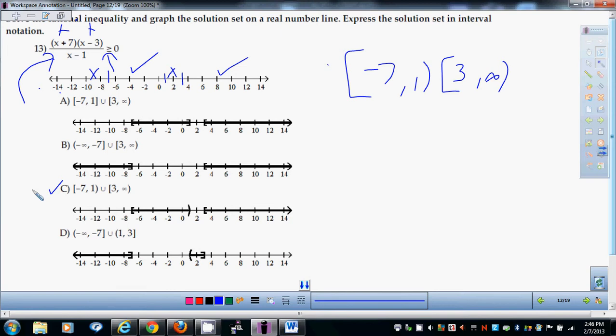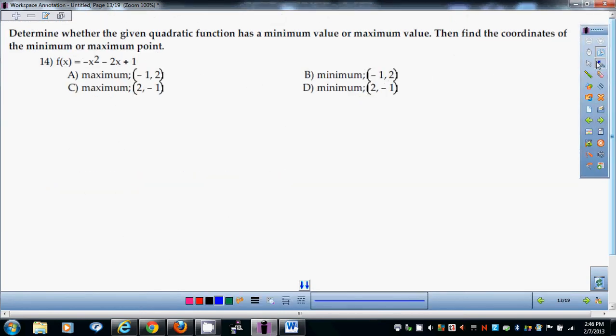Okay, number 14. Determine whether the given quadratic function has a minimum or maximum value. Well, obviously, we need to find out the vertex. But the vertex is irrelevant until I know what the end behavior is. This is a negative quadratic, which is going to look like this, which obviously has a mountaintop with a man standing on top of it, which would mean it's a maximum. So it has to be A or C.